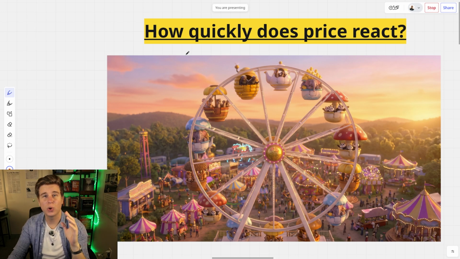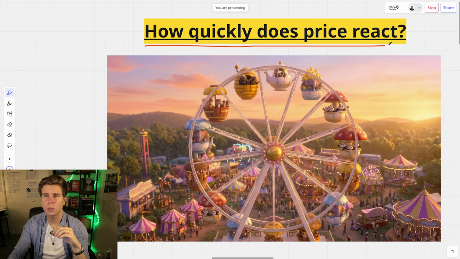And now it's time for one big question. How quickly does price react to these different Big Short indicators? We get this all of the time. And unfortunately, the answer is it depends. But what does it depend on? It depends on churn and size of flow. But what do I mean by that?